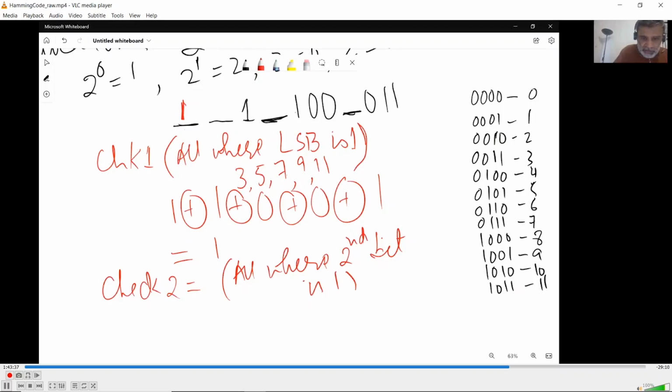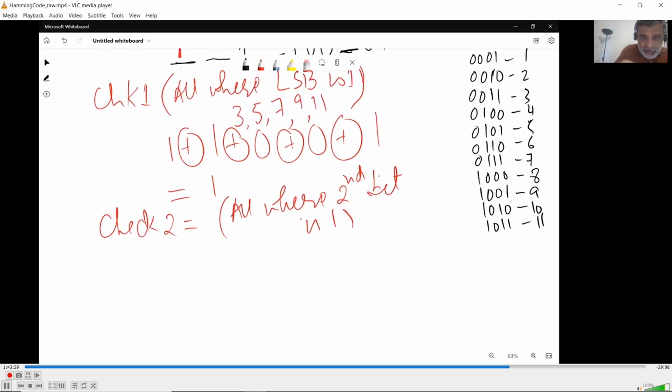So I write it again, and I write it in black. So this corresponds to location 3, 6, 7, 10, and 11. We understand that. So we will have to make a quick calculation.